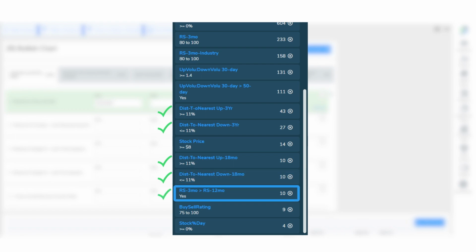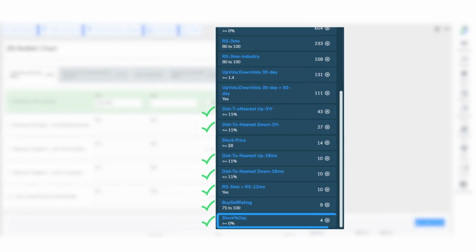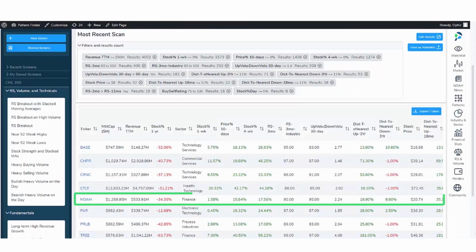We then look for the 3-month relative strength to be greater than the 12-month relative strength, which means we have increasing relative strength. We use our proprietary buy-sell rating to be in the 75th percentile, and we want stocks that are up on the day. And we'll pluck a stock out and look at its chart.